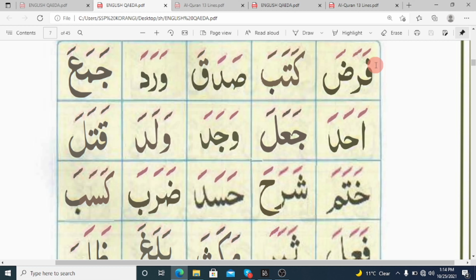So this was our lesson. We have learned in this class how to make words using fatha. It was very easy and very simple. Inshallah, in the next class we are going to learn how to read kasra.